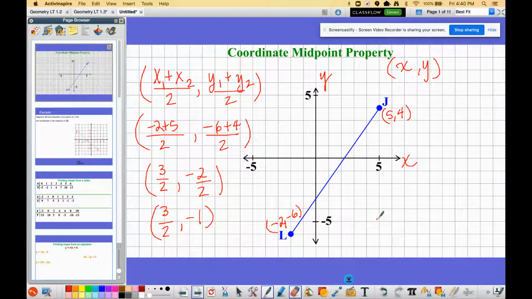Now let's check that with our segment. If I start at the origin and go to the right, that's positive 3 halves, or positive 1.5. So go 1.5, and then -1. So drop down 1, and my midpoint is right there. It looks just like it is the midpoint, halfway. (3/2, -1).